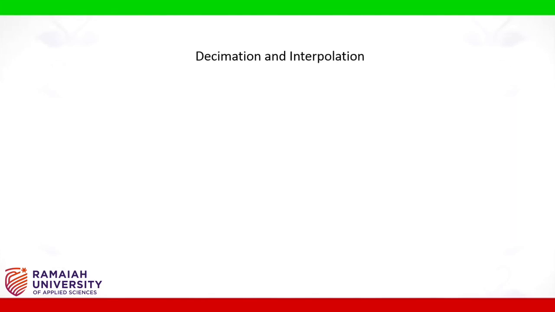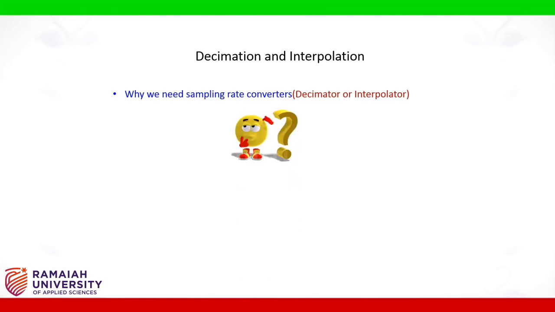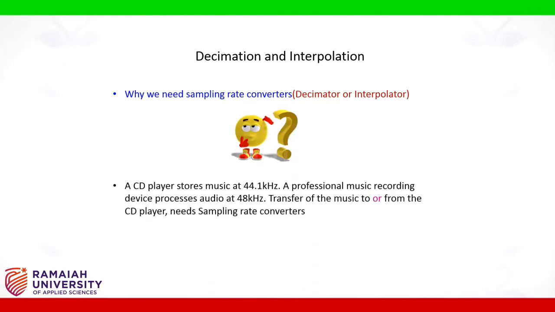Decimation and interpolation: why do we need a decimator and interpolator in signal processing? A CD player stores music at 44.1 kHz. A professional music recording device processes audio at 48 kHz. Transfer of the music to or from the CD player needs sampling rate converters.